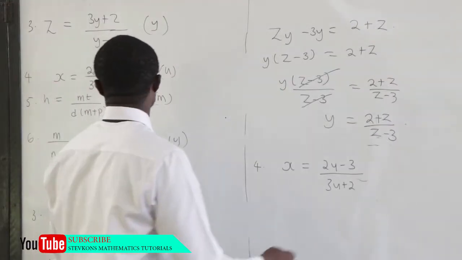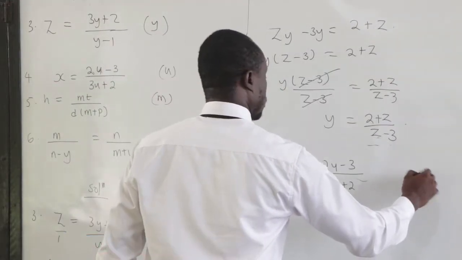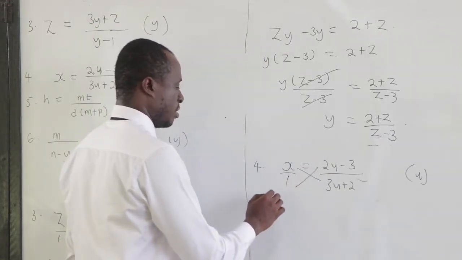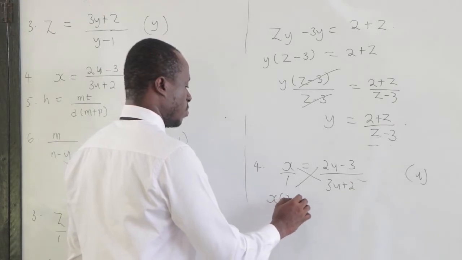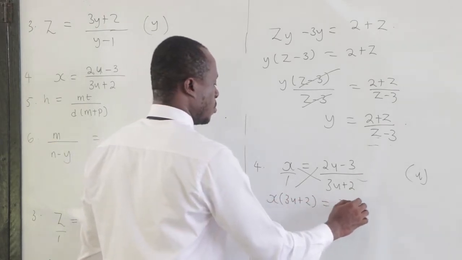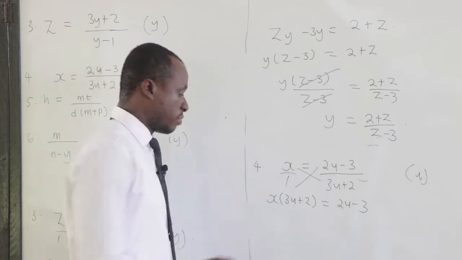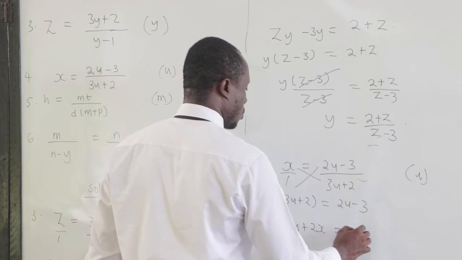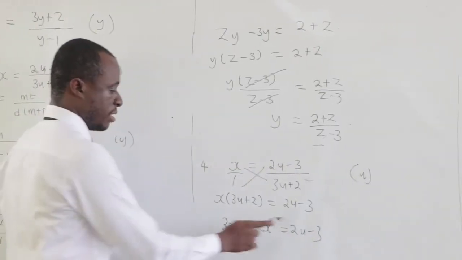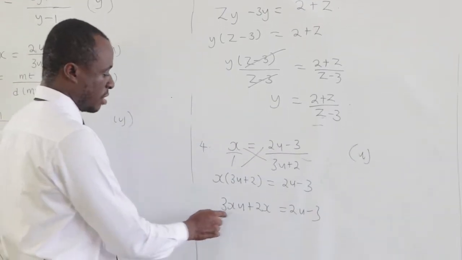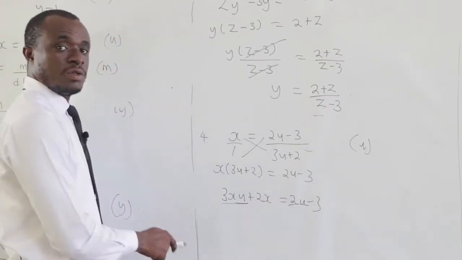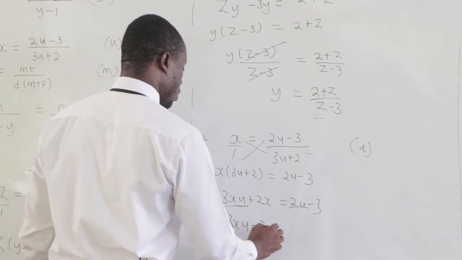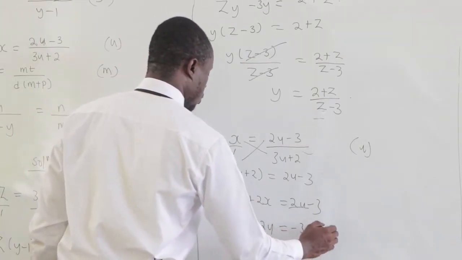Now, this one, we are being told to make U the subject. Now, this X is over 1. So what can we do? We can cross multiply. So you have X(3U plus 2) equal to 2U minus 3. Expanding, you have 3XU plus 2X equal to 2U minus 3. This has to come to the left-hand side because there's U there, there's U also over there. So you have 3XU minus 2U equal to negative 3 minus 2X.